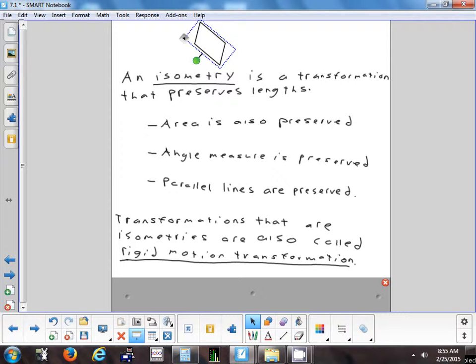So another name for a transformation that's rigid, we can call it an isometry. We can also call it a rigid motion transformation. There's no distortion. There's no change in the size or the shape of the figure.